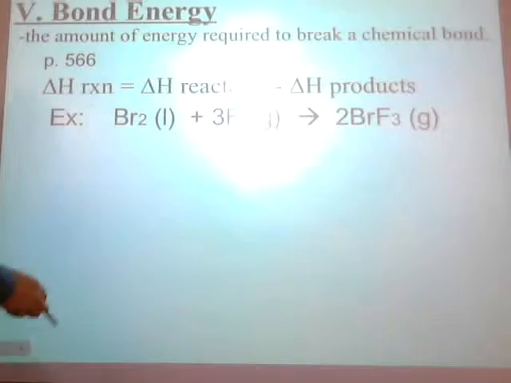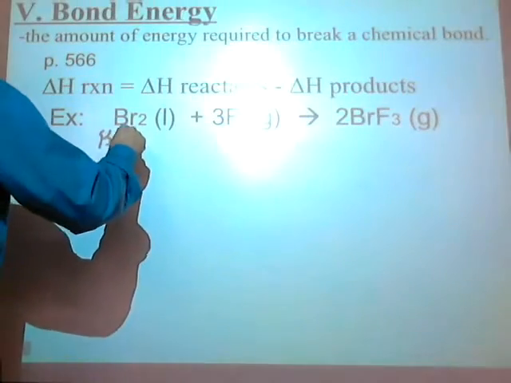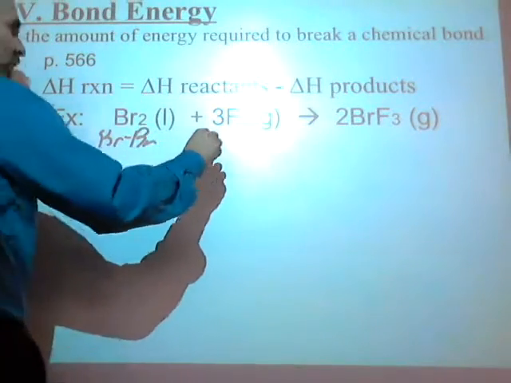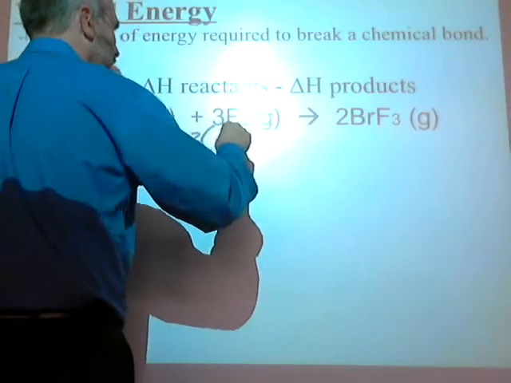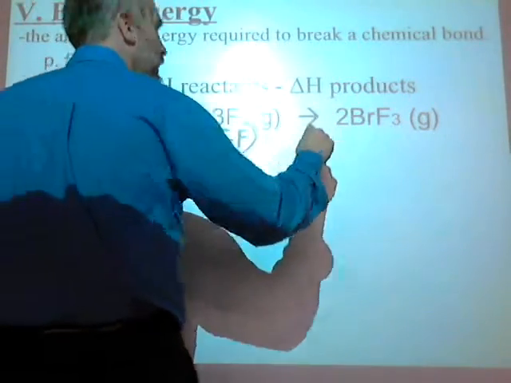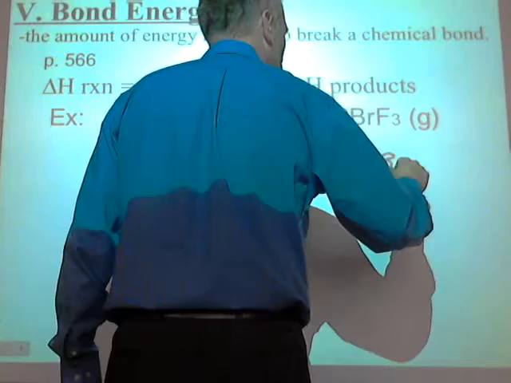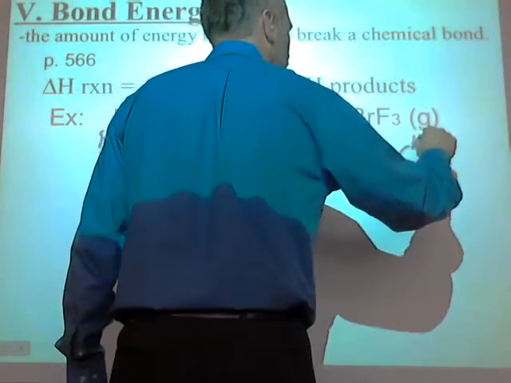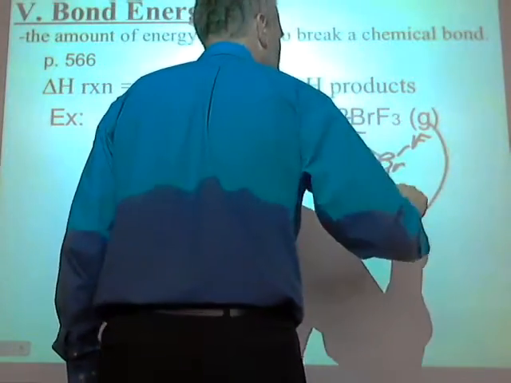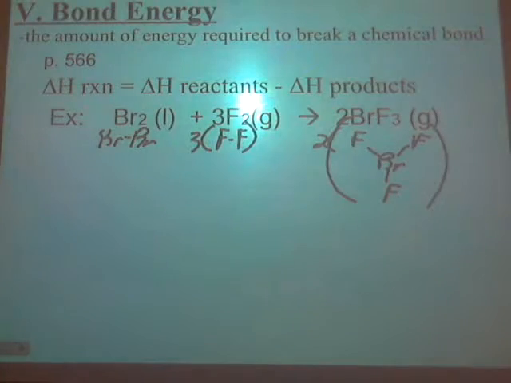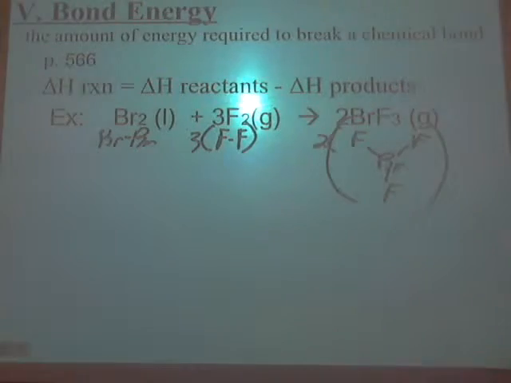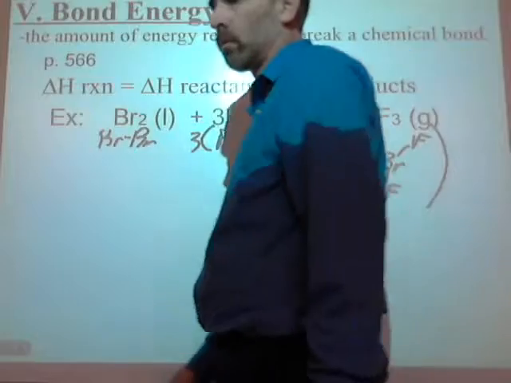If I draw these guys out first, Br2 is that. 3 times F2 is that. And then 2 times BrF3 is that. If you draw those out like I just did there, that will help you see how many bonds there really are for these guys when you go to do your equation.